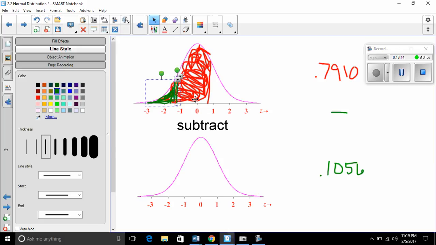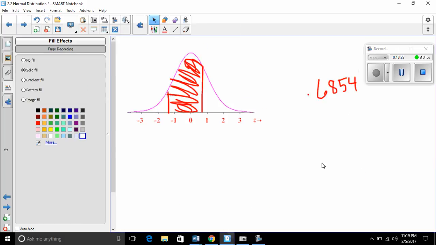So less than 0.81 on my table A is 0.791. Less than negative 1.25 on table A is 0.1056. So when I subtract them, I get the area between the two numbers, and it's 0.6854. So we've gone over how to do less than. It comes straight from the table. Greater than, when we get the number from the table, we have to subtract it from 1. And if I'm between two numbers, I have to do two less thans and then subtract them.